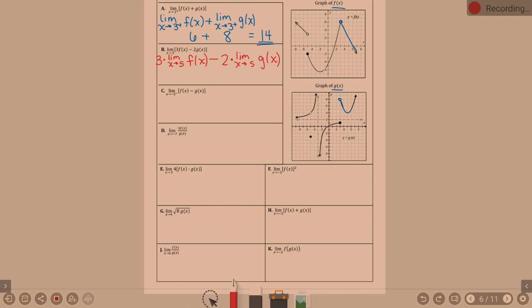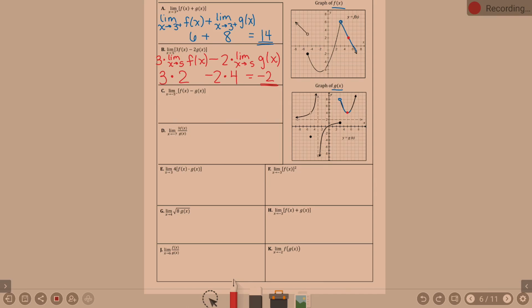So 3 times something minus 2 times something. I say something just because I haven't found them yet. 3 times 2 minus 2 times 4. I can agree with that. And that puts us at 6 minus 8, which is -2. So pretty easy stuff here. Enjoy this while we can, right?